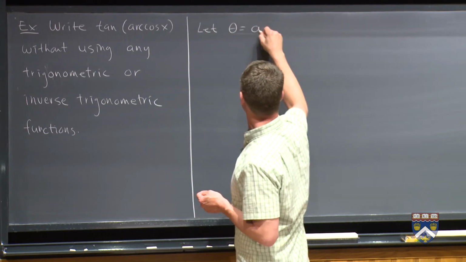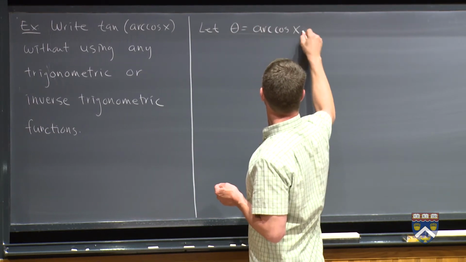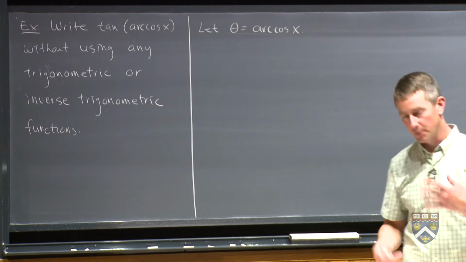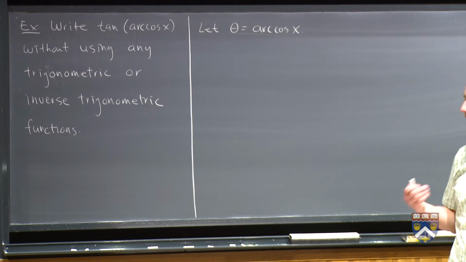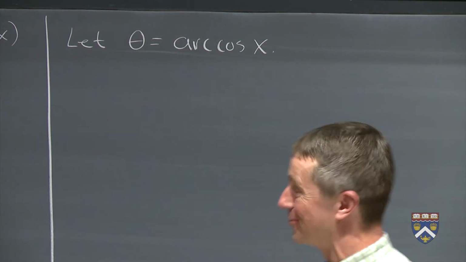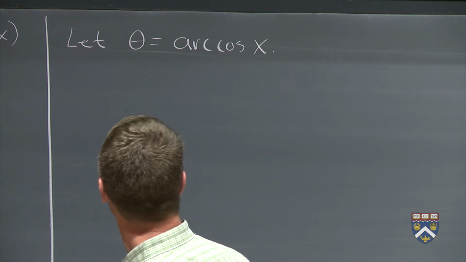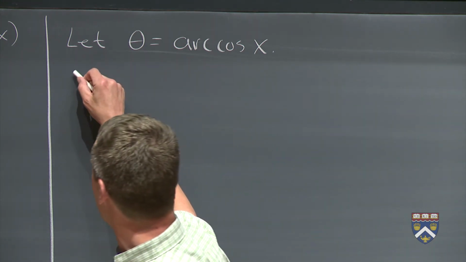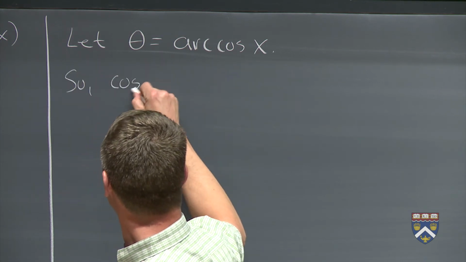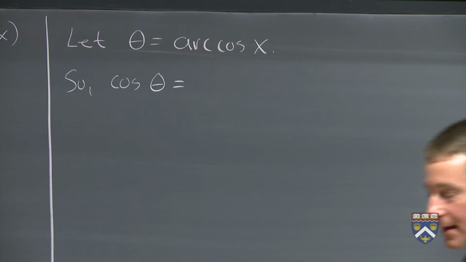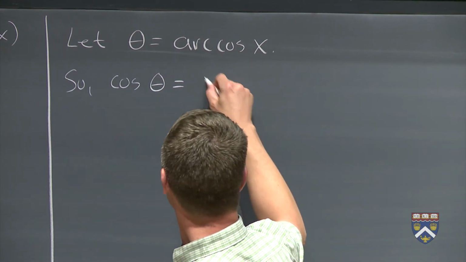It's an angle. So I'm going to call it theta. Theta is the angle between 0 and pi whose cosine is x. Just as we did there, we'd rather not work with inverse trig functions if we can avoid it. So how can I get rid of this? I need to apply the cosine to each side. So cosine of theta is the cosine of the arc cosine. They cancel each other out because they're inverses, equals x.